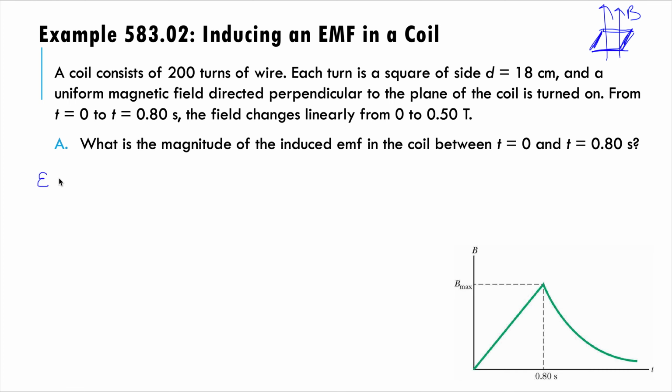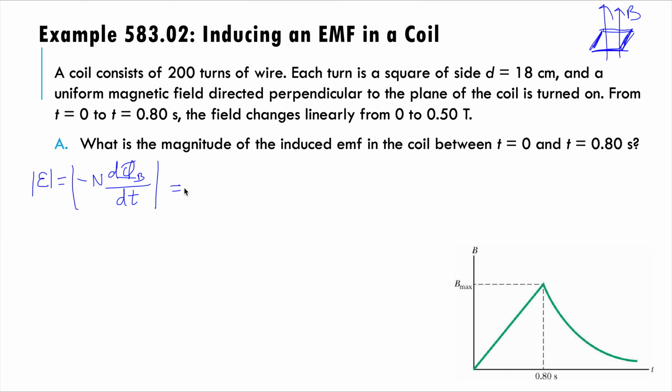So we know that Faraday's law says the EMF is negative N times the derivative of the magnetic flux with respect to time. And if we're just looking for the magnitude, then we don't worry about the negative sign. So we need to know how the flux is changing. In this case, for part A, the field is changing linearly with time. The area of the coil is not changing.